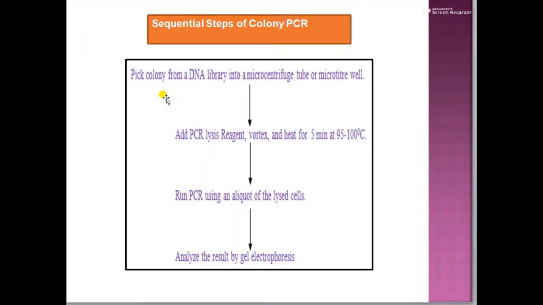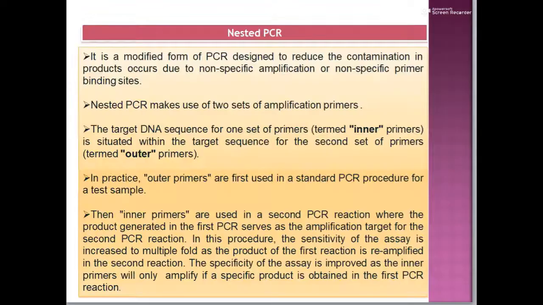This is what the procedure is. Pick a colony from the DNA library into a microcentrifuge tube or a microtiter well. Add the PCR lysis reagent, vortex, and heat for 5 minutes at 95 to 100 degrees centigrade, and run the PCR using an aliquot of the lysed cells and analyze the result by gel electrophoresis.